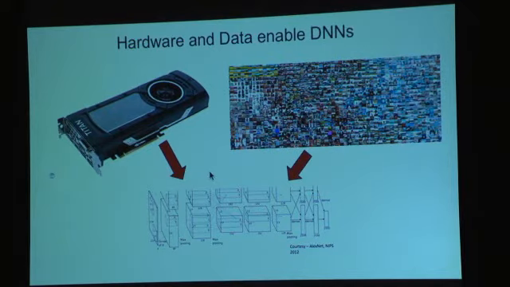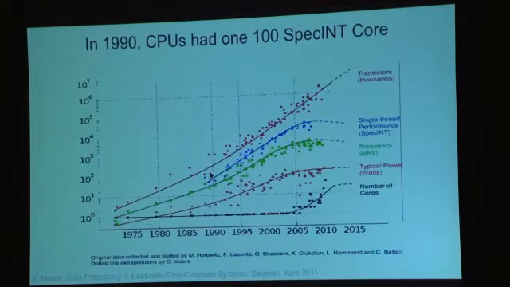It takes both to make neural networks work. A lot of the basic technologies were around in the 1980s. We didn't have either the data or the fast GPUs until today.